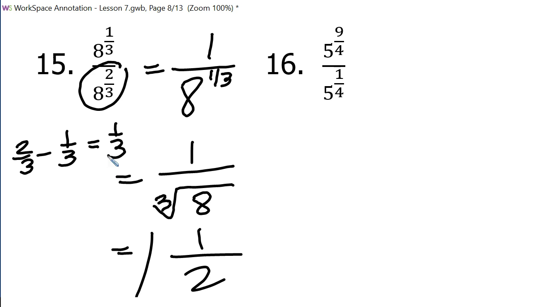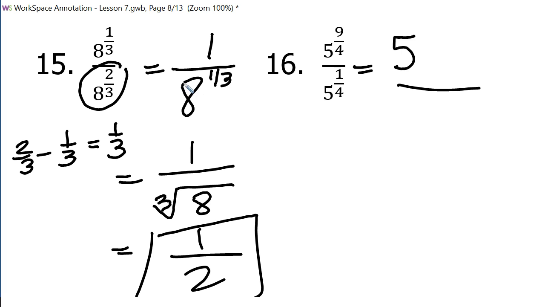Number 16. 5 to the 9/4 in the numerator, 5 to the 1/4 in the denominator. So 5 to the 9/4 and 5 to the 1/4. And when you're dividing, look to see where's the larger exponent. So where's the larger exponent, top or bottom? Top. So this time the answer for 5 will go in the top. And when you're dividing, what do you do with those exponents? Subtract. So we need to do 9/4 minus 1/4, and that gives me 8/4.